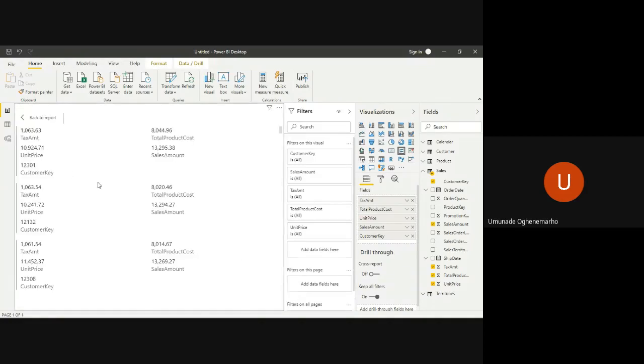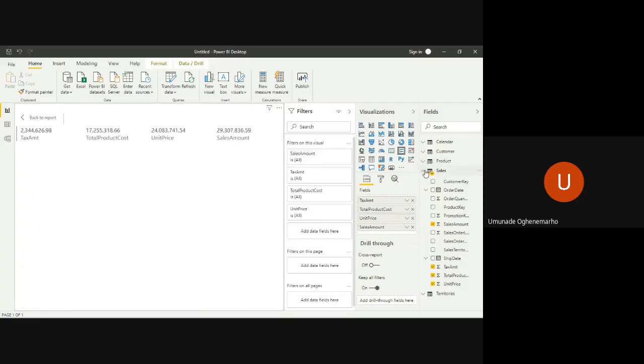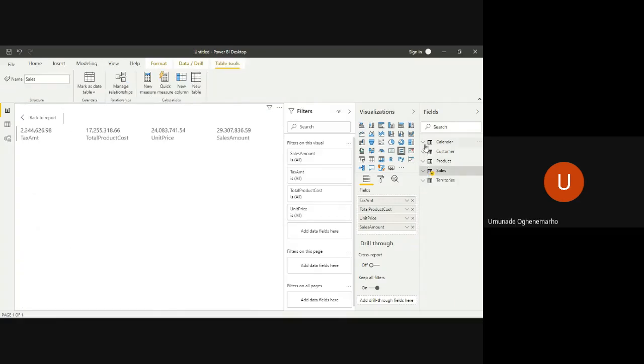So your multi-row card breaks it down. Now you can see that it is by, sorry, by customer key. It is categorized by customer key. So that's what I meant by Power BI automatically uses the best categorical information to categorize that data.